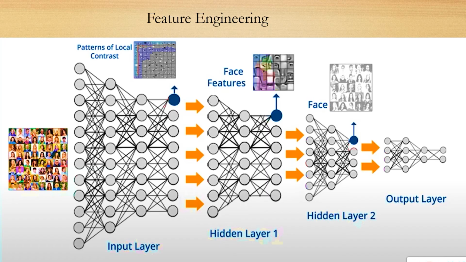For example, the features can be pixel value, shapes, texture, position, orientation, or anything. The performance of most of the machine learning algorithms depends on how accurately the features are identified and extracted.